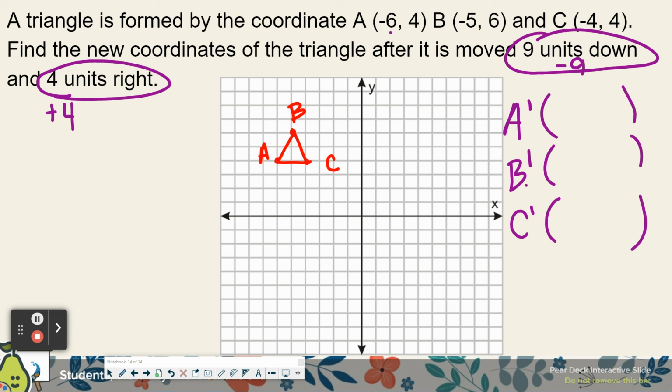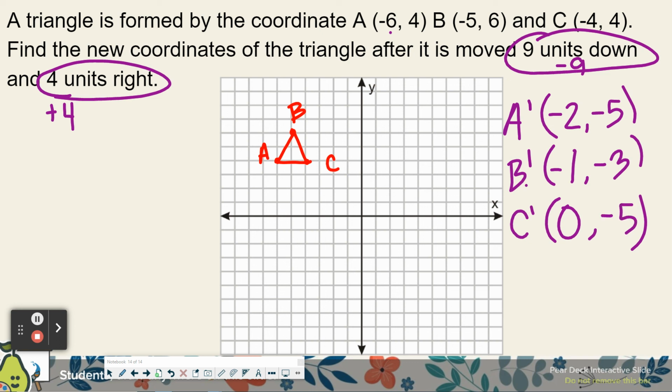So -6 plus 4 would be -2. -5 plus 4 would be -1. And -4 plus 4 would be 0. For 9 units down, so we're subtracting 9. 4 minus 9 is going to give me -5. 6 minus 9 is going to give me -3. And then 4 minus 9 is going to give me -5.